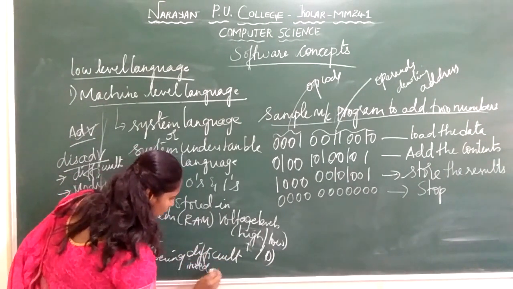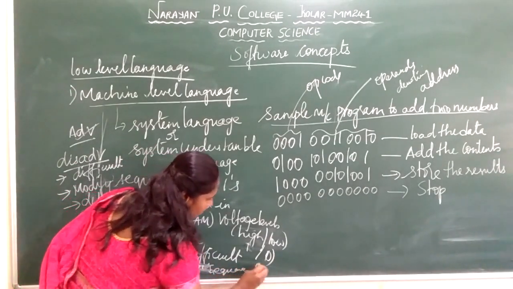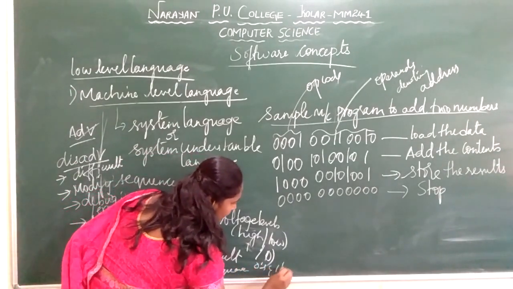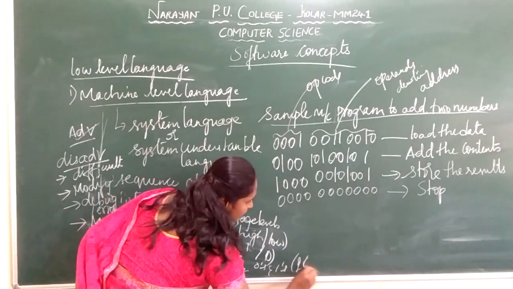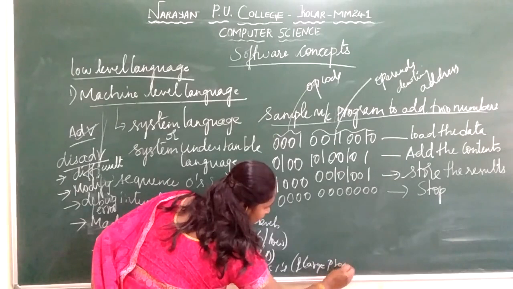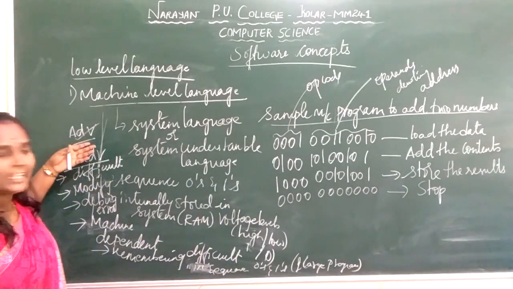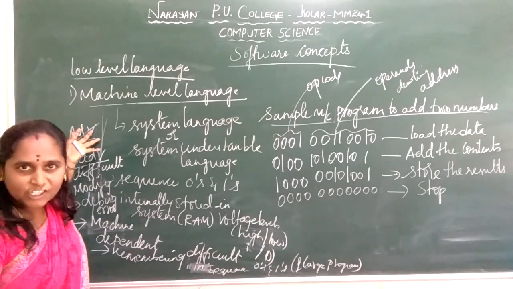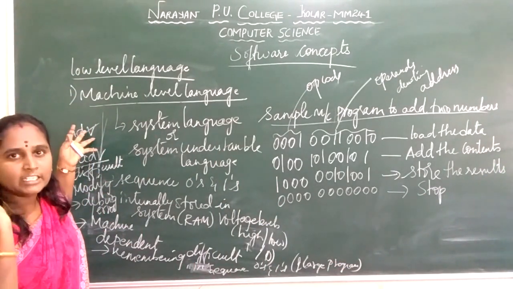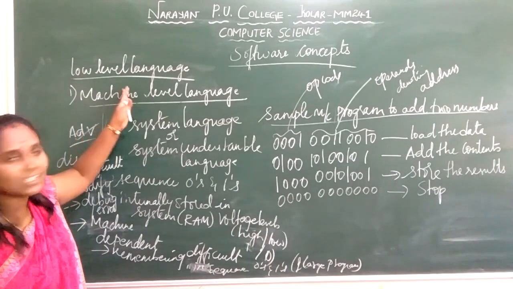Remembering is very difficult in the sequence of zeros and ones of a large complex problem. See here, I am telling you once again. The advantage is that no translation is required, and you can directly type and execute the program. That is the advantage of machine level language.